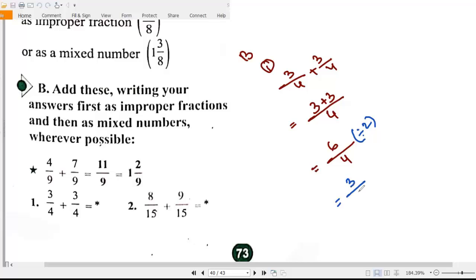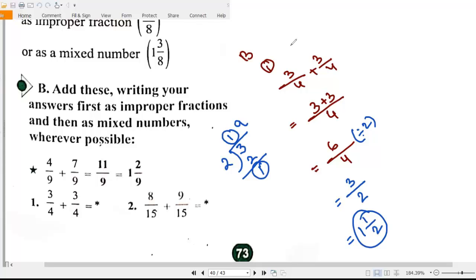3 twos are 6 and 2 twos are 4. So 3 by 2 is an improper fraction. So we can convert this improper fraction into a mixed number. How can you convert? 2 ones are 2. So what will be the remainder? 1. So our final answer should be 1 whole 1 by 2. Okay. Now number 2. How can you solve number 2?